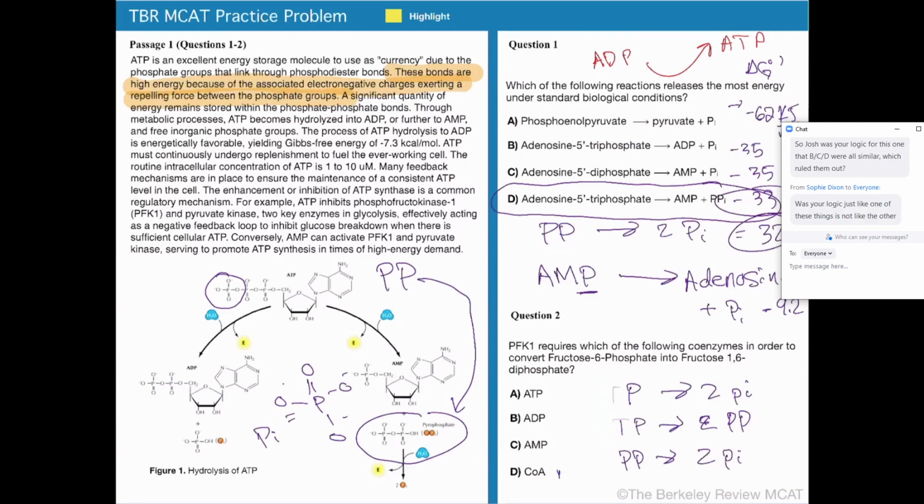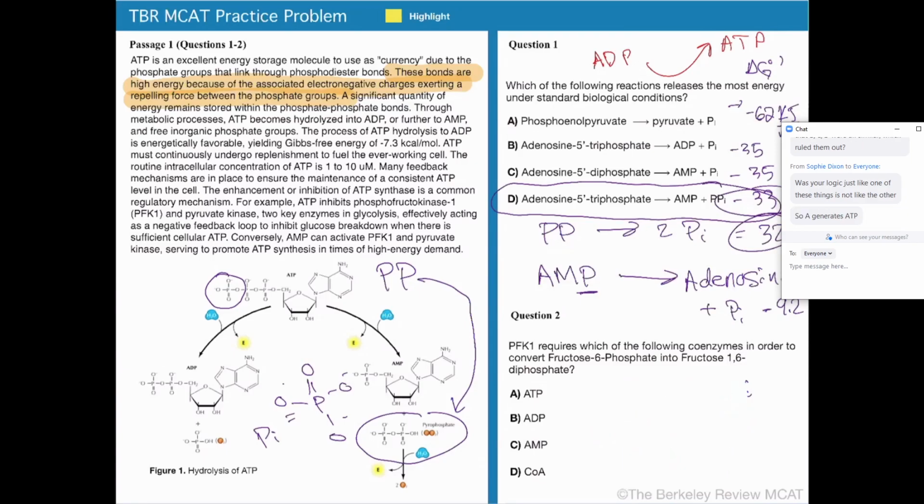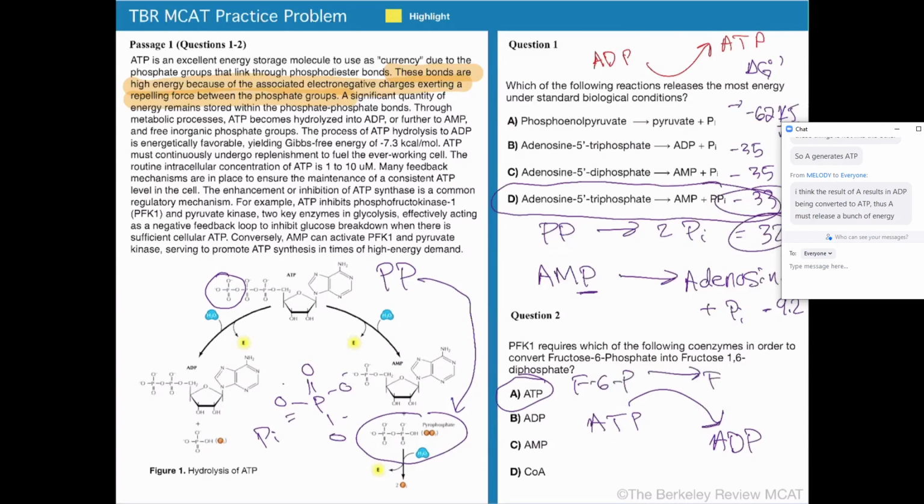Okay, and question 2. This one's just pretty easy again if we know glycolysis. And we'll know that PFK burns an ATP, converting F6P into F16P. And we're going to go over glycolysis in big detail later. Yes, Melody, exactly.